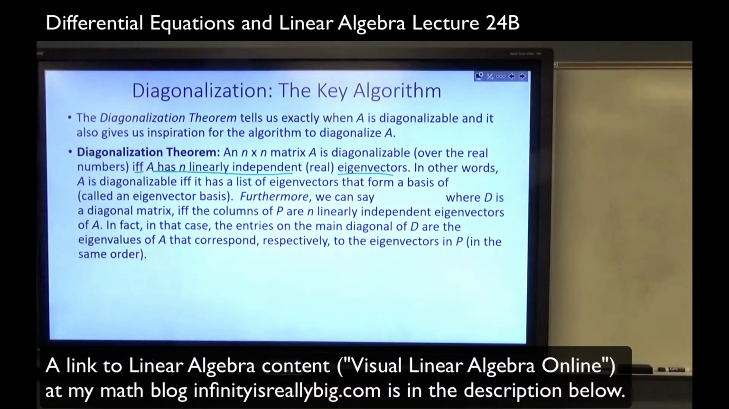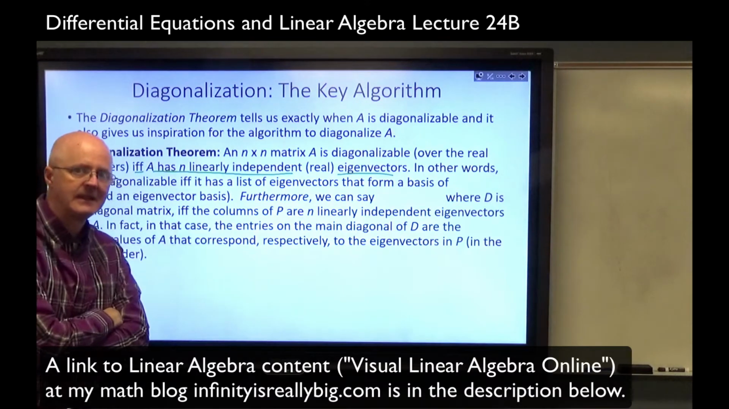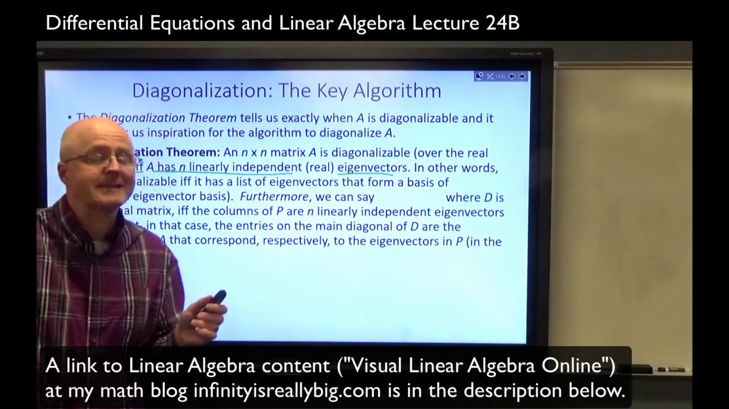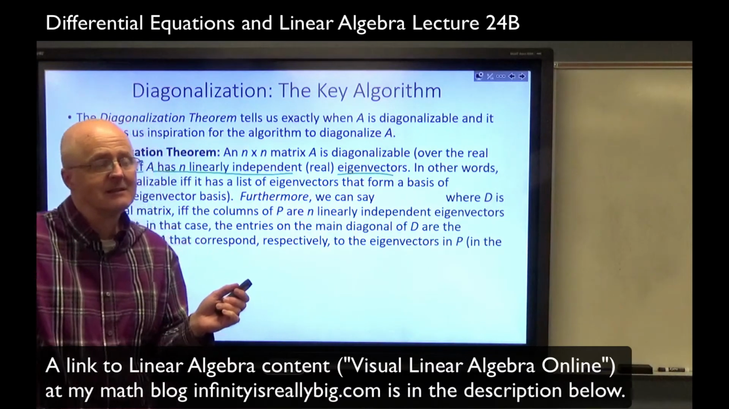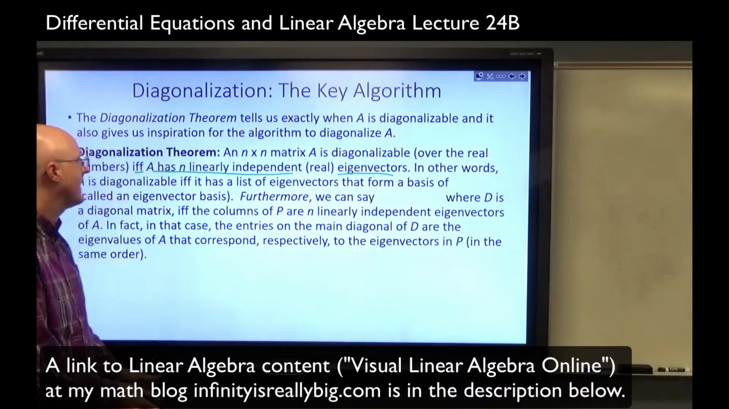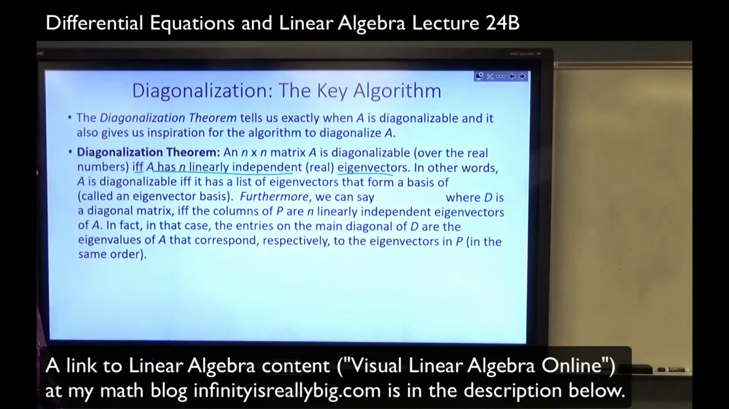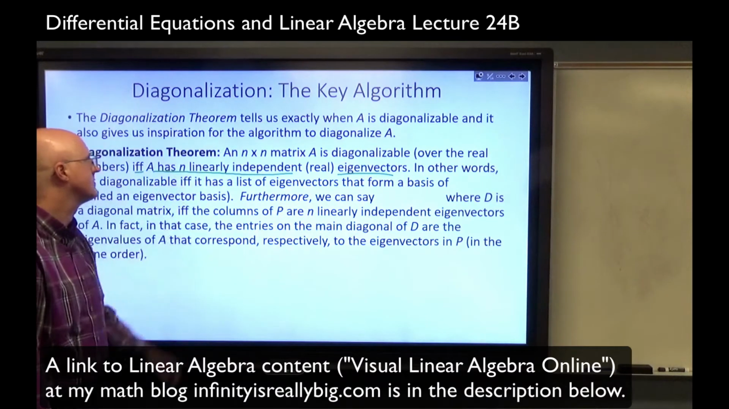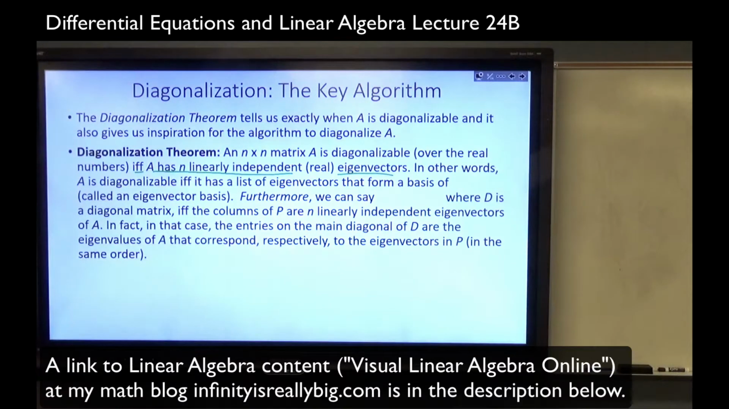A is n by n. If it's got n linearly independent eigenvectors, not even bothering to say what the eigenvalues are, you just know that they're eigenvectors for some eigenvalues. If there are n linearly independent ones, then A is diagonalizable. And this is an if and only if. If there are not n independent such vectors, A will not be diagonalizable, and vice versa. If A is not diagonalizable, then A will not have n linearly independent eigenvectors.